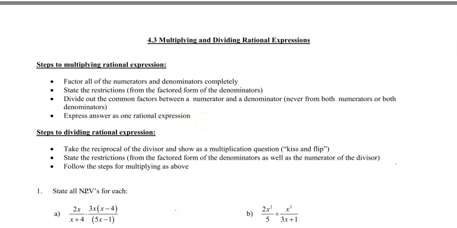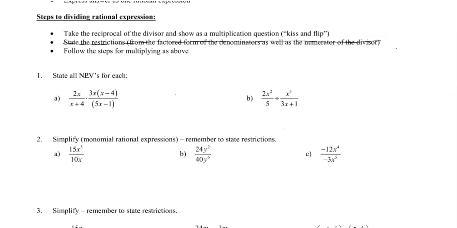If it's a division, then you have to do one step first. Take the reciprocal of the divisor and show it as a multiplication, right? So, kiss and flip. And then just follow the steps. So write it as a multiply first, then factor it, then state the restrictions, then divide out the common factors, and then express it.